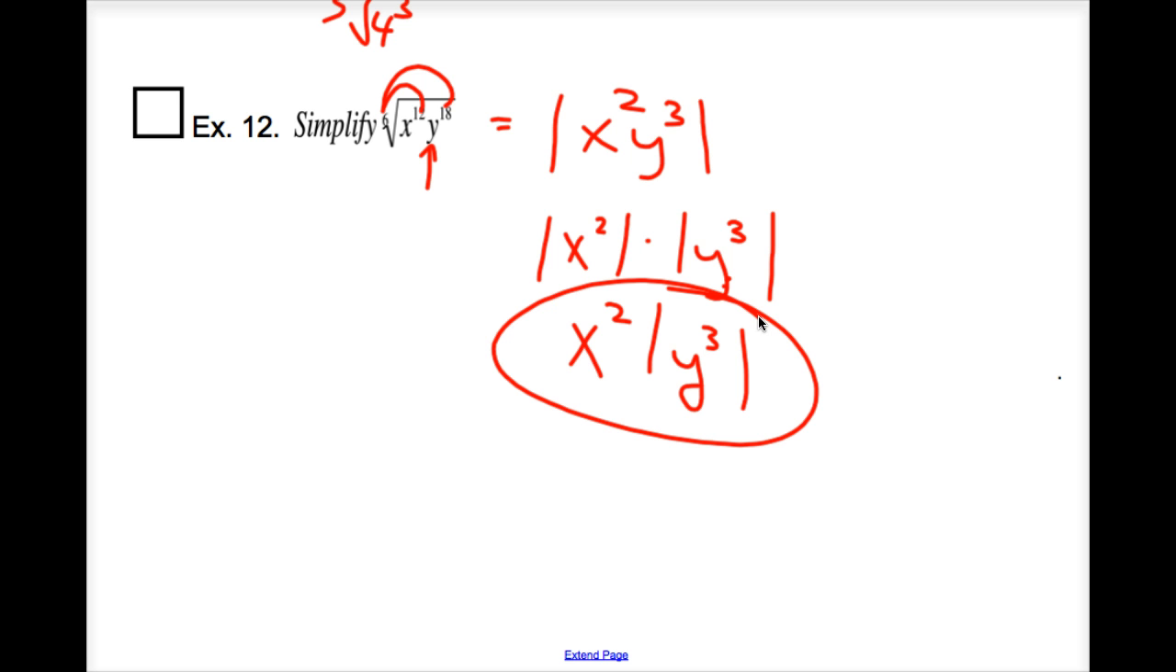Okay, so kind of the culmination of what I'm saying here is if you have an even root on the outside and you end up with an odd power in your final answer, that expression with the odd power needs to be in absolute value symbols.